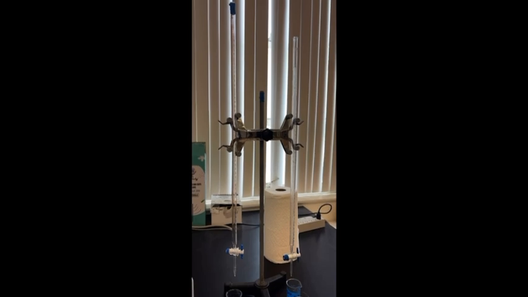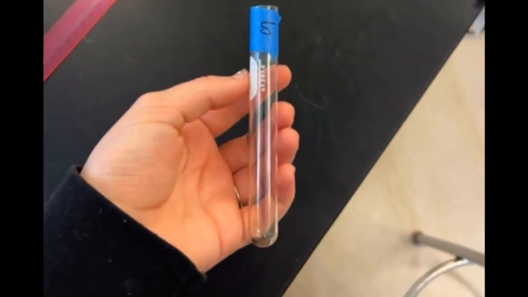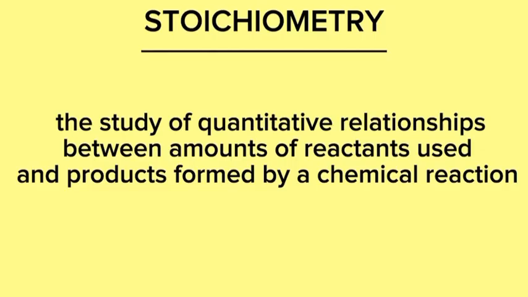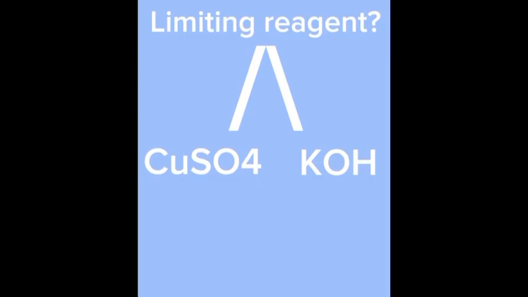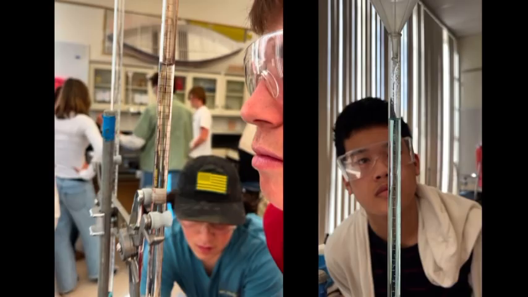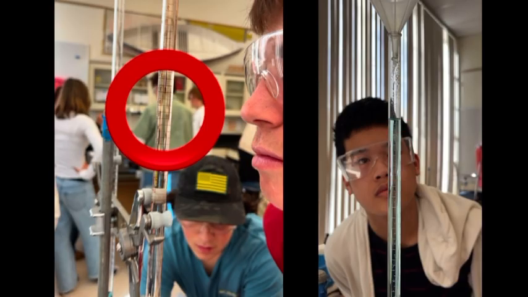In this experiment, we explored stoichiometry through a hands-on chemical reaction. Stoichiometry is the study of quantitative relationships between amounts of reactants used and products formed by a chemical reaction. It is based on the law of conservation of mass, which states that matter can neither be created nor destroyed by a chemical reaction. The objective is to determine the limiting reagent at different ratios as we observe the reaction between two aqueous solutions, copper sulfate and potassium hydroxide.